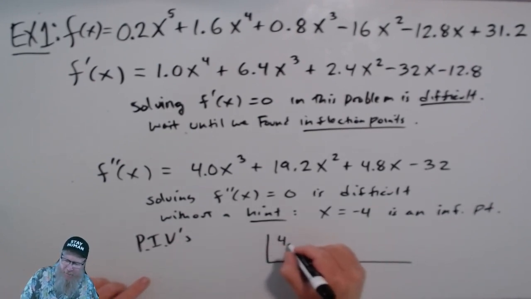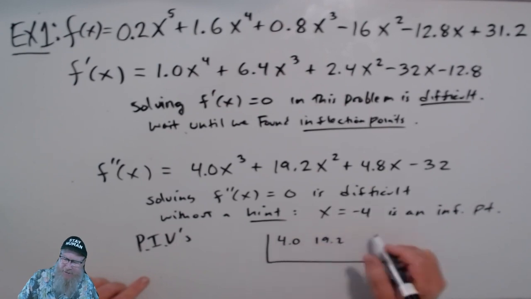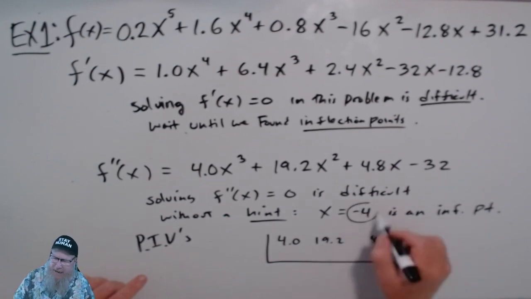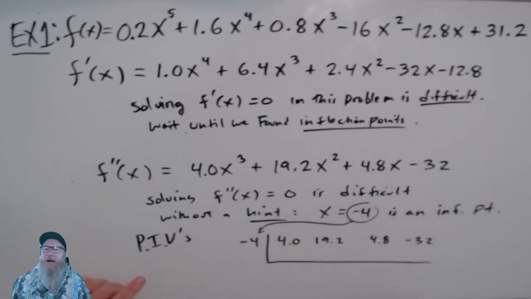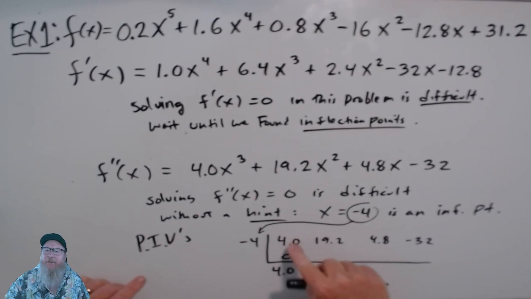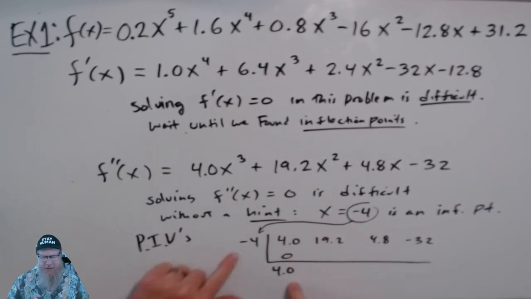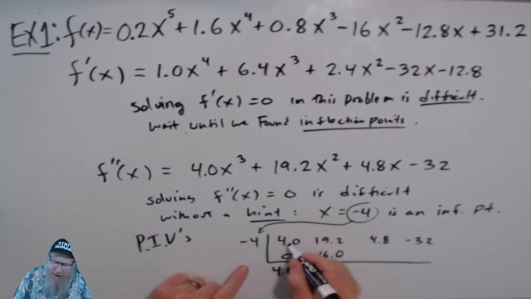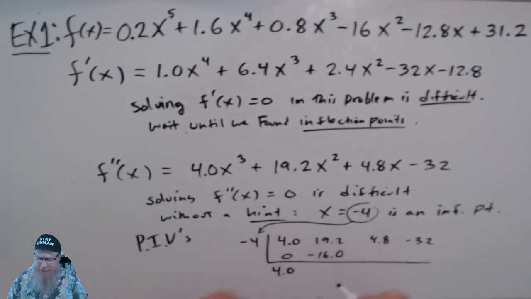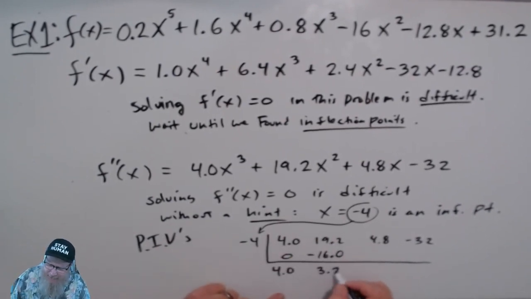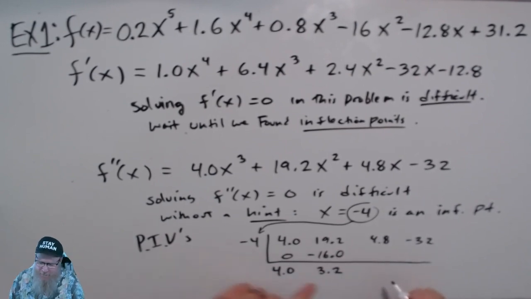So we've got 4.0, 19.2, 4.8, and negative 32. We take the one that we know, we put it out here in front, put a 0 here. You add, you're adding nothing, so it just comes down the same. You multiply. Now you see why I put the 0.0 part, because it helps with the decimals, helps you line them up. Then you add. Then you multiply.